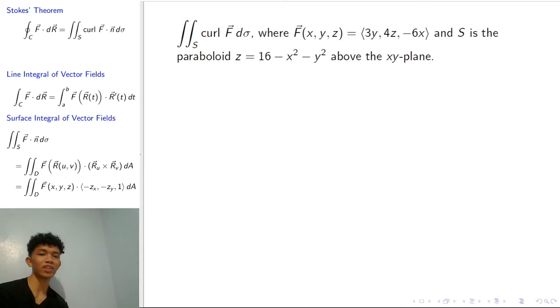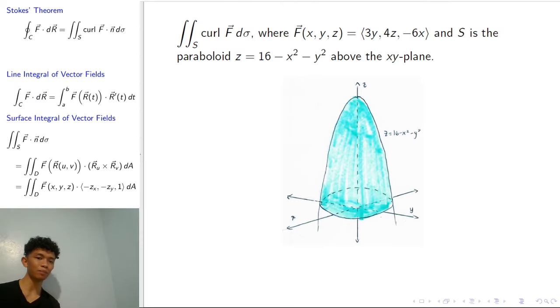Here we have your vector field F given by 3y, 4z, and negative 6x as components. And your S is the paraboloid z equal to 16 minus x squared minus y squared above the xy plane. So here's a rough sketch. Not so pretty, but it will do. You'll have your surface integral involving the curl. So instead of doing that, we'll use Stokes' theorem to just work with the boundary curve, which essentially is this circle here on the xy plane.